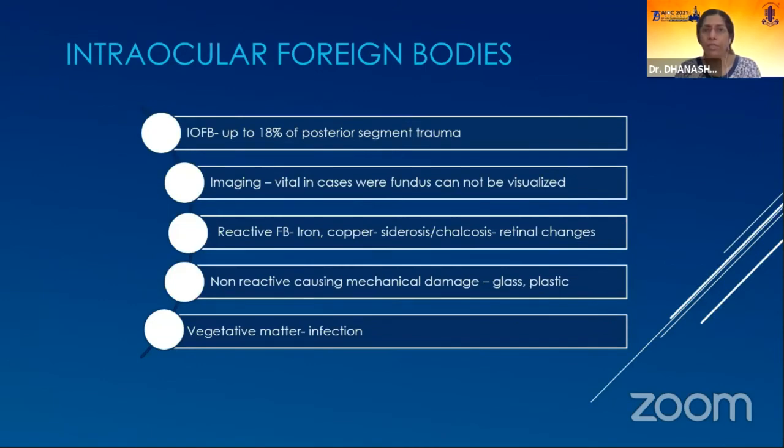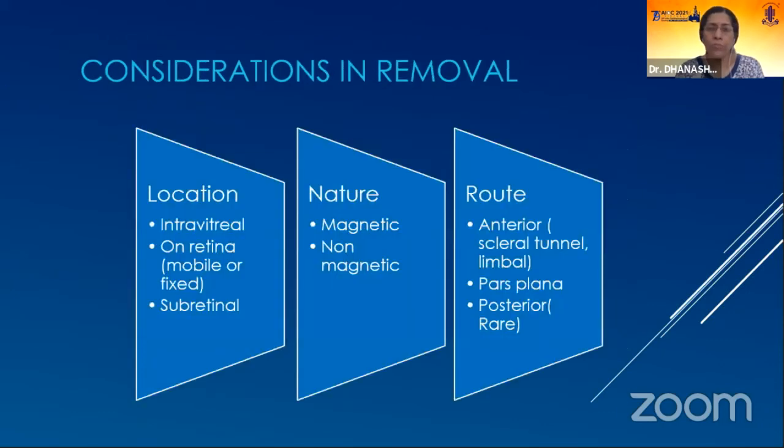Nearly about 18% of posterior segment trauma will have intraocular foreign bodies. Imaging is vital, and reactive foreign bodies such as iron or copper, which can cause siderosis or chalcosis, need to be removed. Non-reactive foreign bodies such as glass or plastic, if they are very small, can be left behind, however, they can cause mechanical damage. And vegetative matter will lead to infection, so that we have to remove.